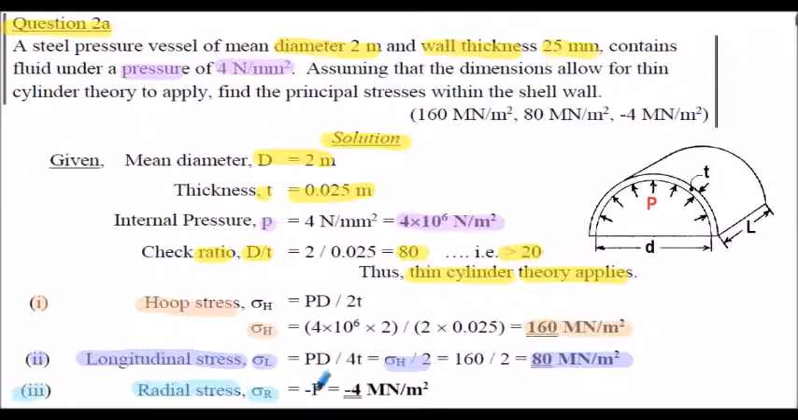So the radial stress is equal and opposite to the pressure, so that's -4 meganewtons per meter squared.